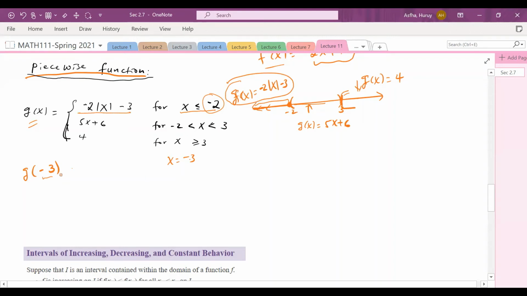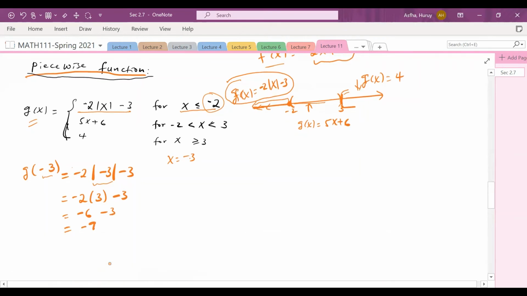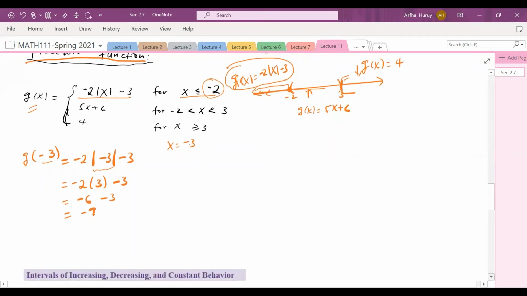So g of -3 is -2 absolute value of negative 3 minus 3. Negative 2, absolute value of negative 3 is positive 3, minus 3. This is negative 6 minus 3, and we have negative 9. Okay, so this is how we evaluate.